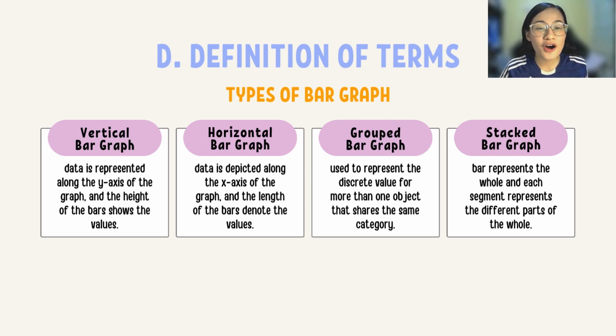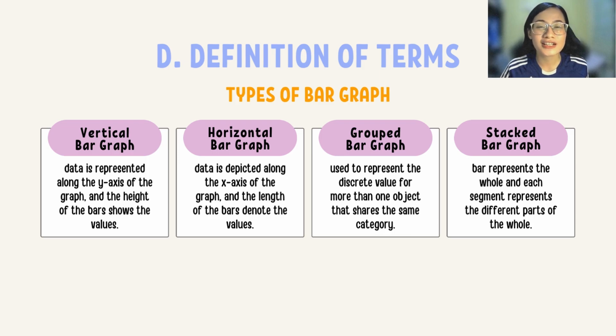Second, we have the horizontal bar graph. It refers to the grouped data that are represented horizontally in a graph. The data is depicted here along the x-axis of the graph, and the length of the bars denotes the values. Third, we have the group bar graph.